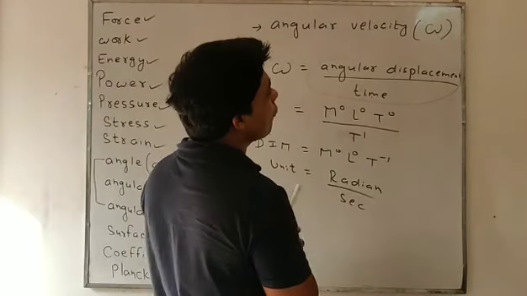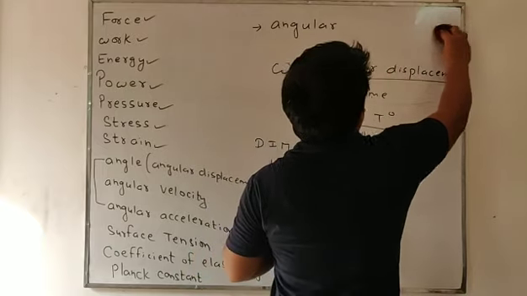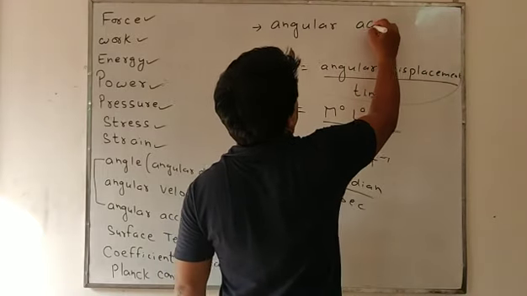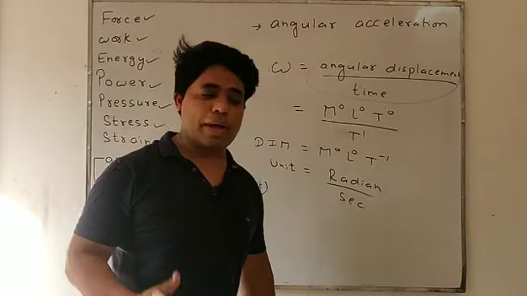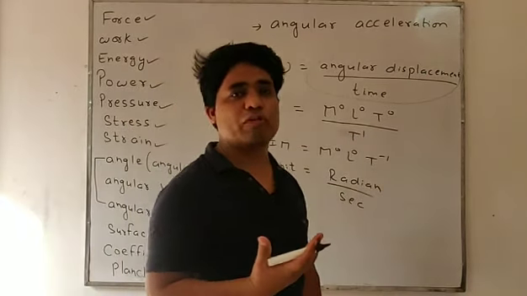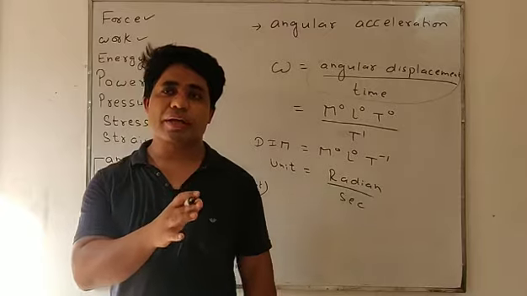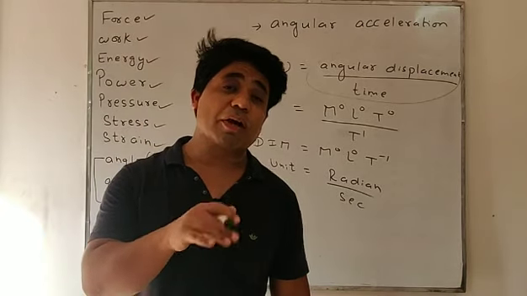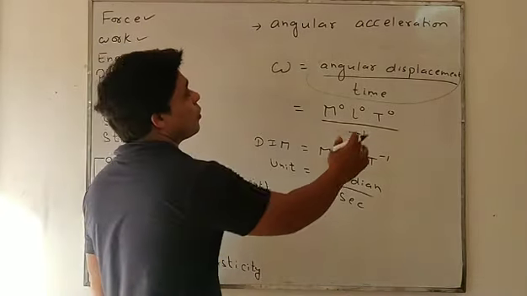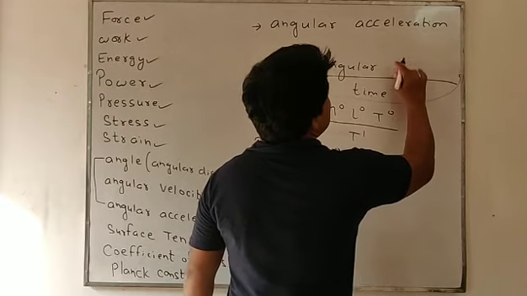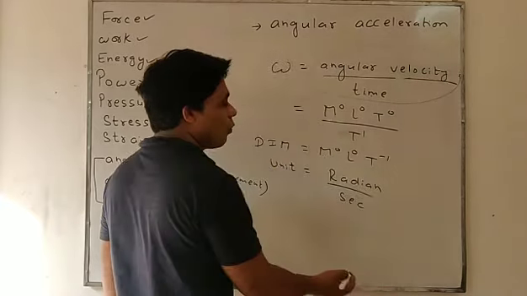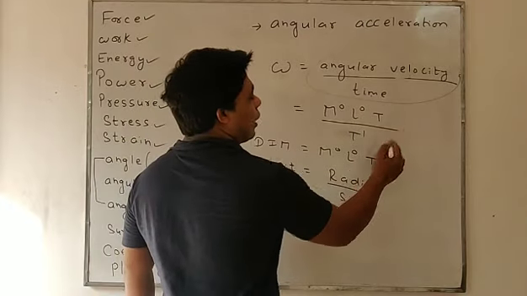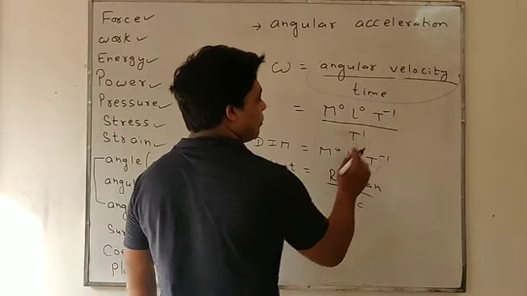Now the next is angular acceleration. Just like angular velocity, we'll replace it in angular acceleration. Actually, what is normal acceleration? Rate of change in velocity is called acceleration. Just like that, for angular acceleration, it is the rate of change in angular velocity. So angular displacement is replaced by angular velocity, and we know the dimension of angular velocity is M0, L0, T minus 1.